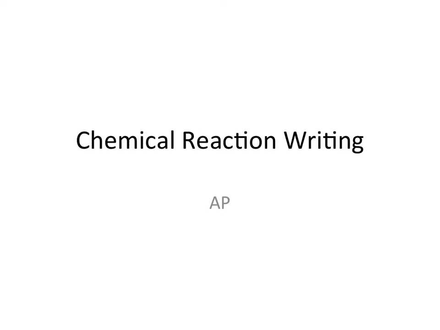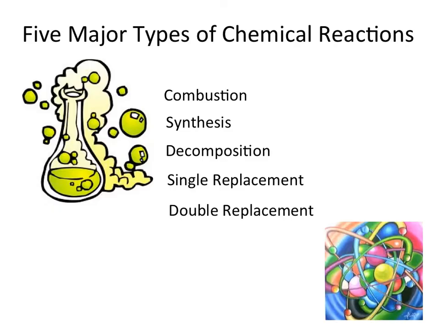So what we're going to be doing is looking at chemical reaction writing and a review of the basic types of chemical reactions. The 5 major types of chemical reactions are combustion, synthesis, decomposition, single replacement, and double replacement. And some of these reaction types have different names, such as double replacement can sometimes be called a metathesis reaction, but overall it means the same thing and will have the same features.